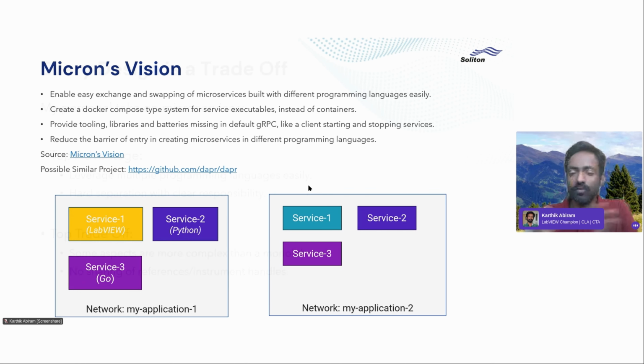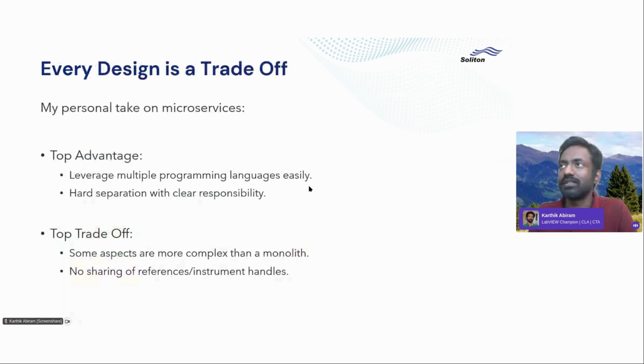Now before going into the whole world of monolith versus microservice, I want to put this slide: every design is basically a trade-off, and microservices also have their own trade-offs. The top advantage I see is you can leverage multiple programming languages very easily, and you have very hard separation with clear responsibility for each service. The trade-off is some things are more complex, especially when you're dealing with inter-process communication. And there are also some constraints, like you can't share references or instrument handles across different applications. So that is again a challenge. Those are some of the trade-offs.